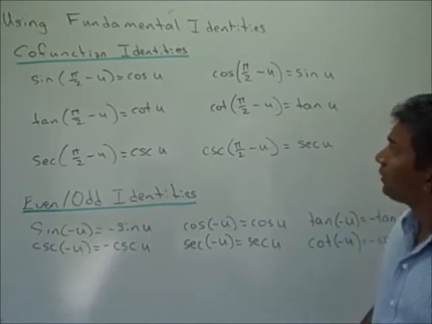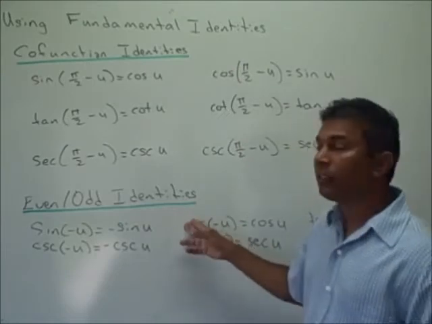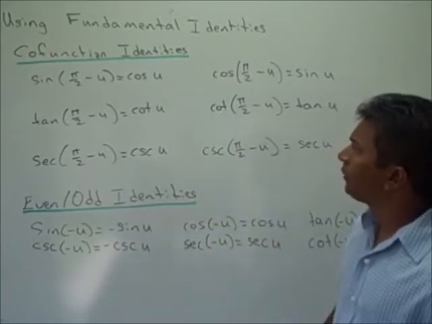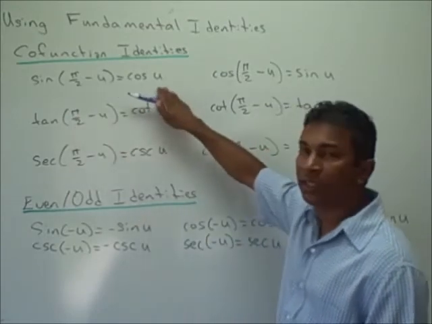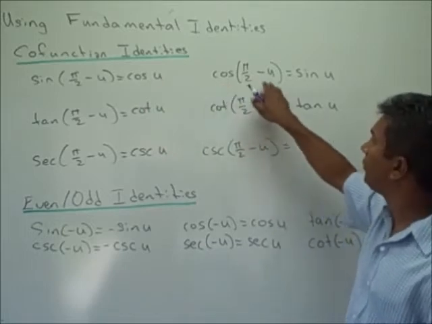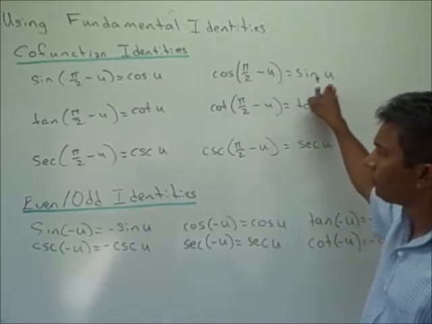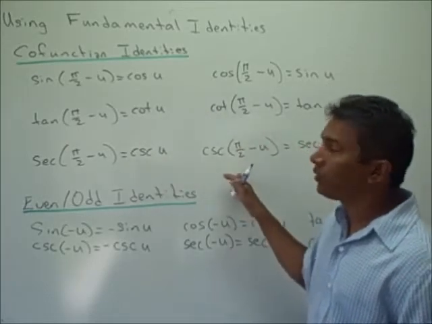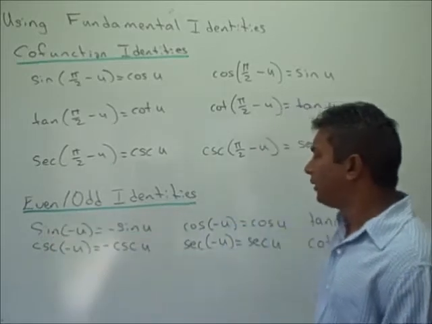Here we have two additional sets of identities. We have our cofunction identities and we have our even and odd identities. We have the cofunction: sine of pi over 2 minus u is given as the cosine of u, and the cosine of pi over 2 minus u is equal to the sine of u. And we have four additional cofunction identities, and below here we have our even and odd identities.